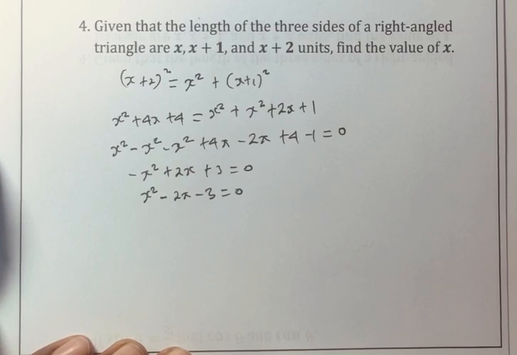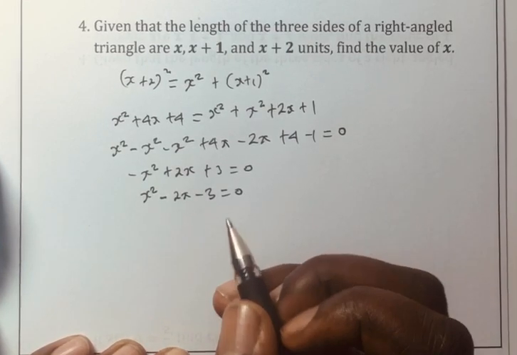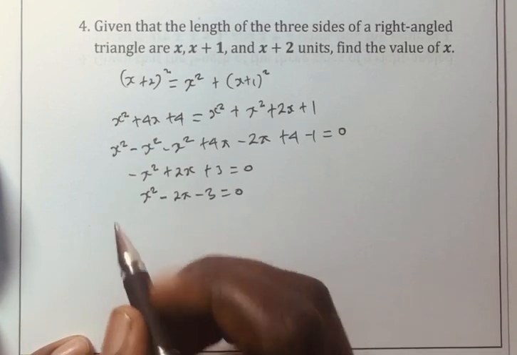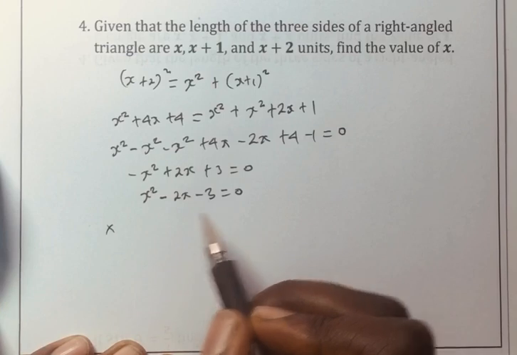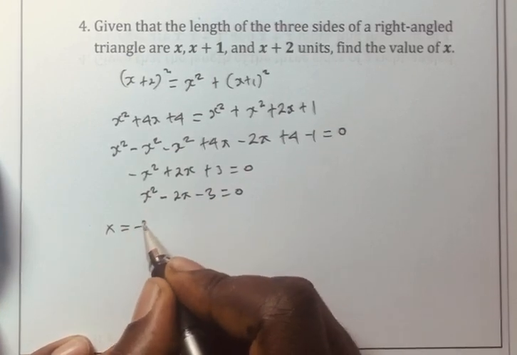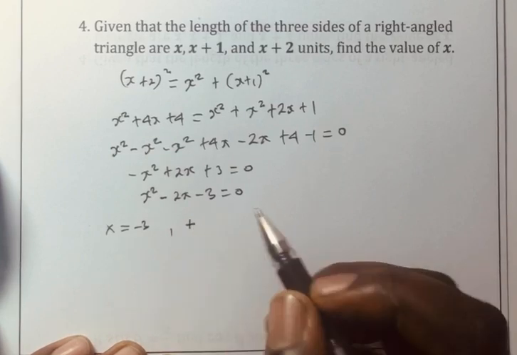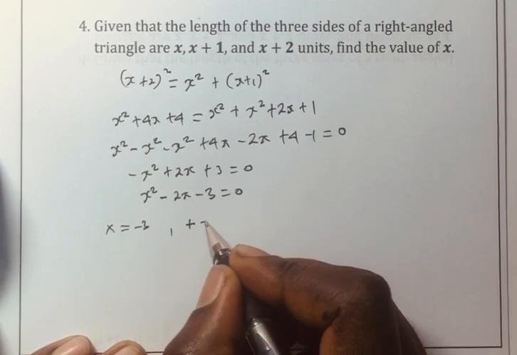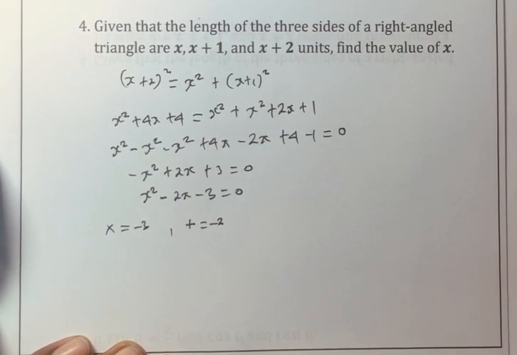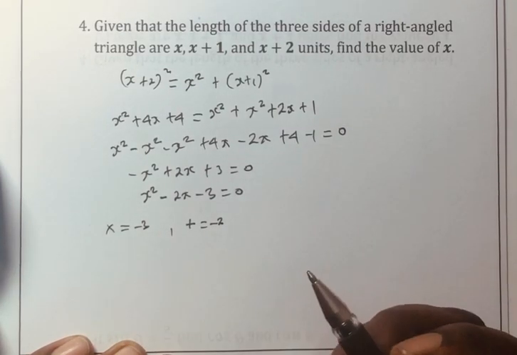We can solve it using any of the methods. So in this case, we can use factorization because it is easier. So in factorization, we are going to need two numbers whose product is a times c. So a is 1, c is negative 3. So their product should be 1 times negative 3, that is negative 3. And their sum should be negative 2. So those two numbers are negative 3 and positive 1.